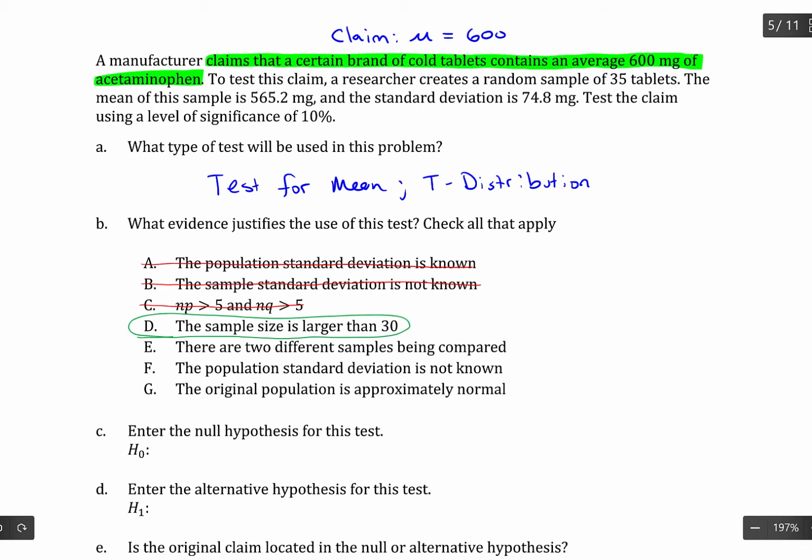There are two different samples being compared. Well, that's not true. The population standard deviation is not known. Well, that is also true. We don't know the population standard deviation. That tells us we can use the t-distribution. And the original population is approximately normal. Is that ever really said here? I don't believe it is, so I think we can mark that out as well. So these are the two items that qualify here.